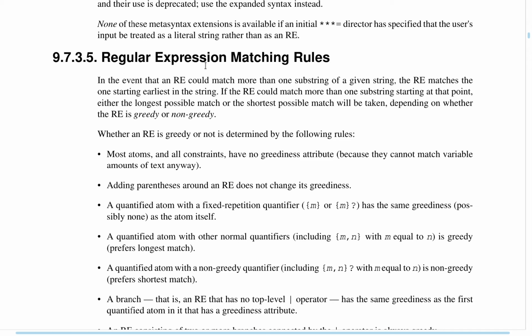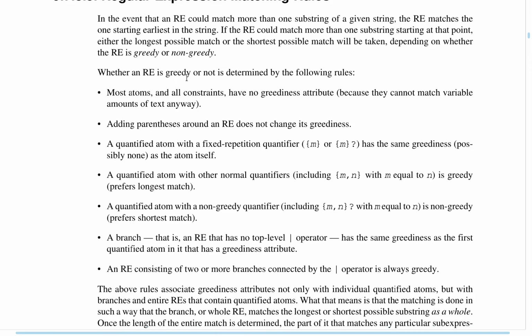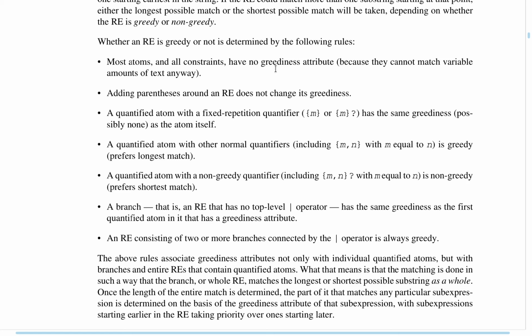Now, next section is regular expression matching rules. In the event that an RE could match more than one substring of a given string, the RE matches the one starting earliest in the string. If the RE could match more than one substring starting at that point, either the longest possible match or the shortest possible match will be taken, depending on whether the RE is greedy or non-greedy. Whether an RE is greedy or not is determined by the following rules.